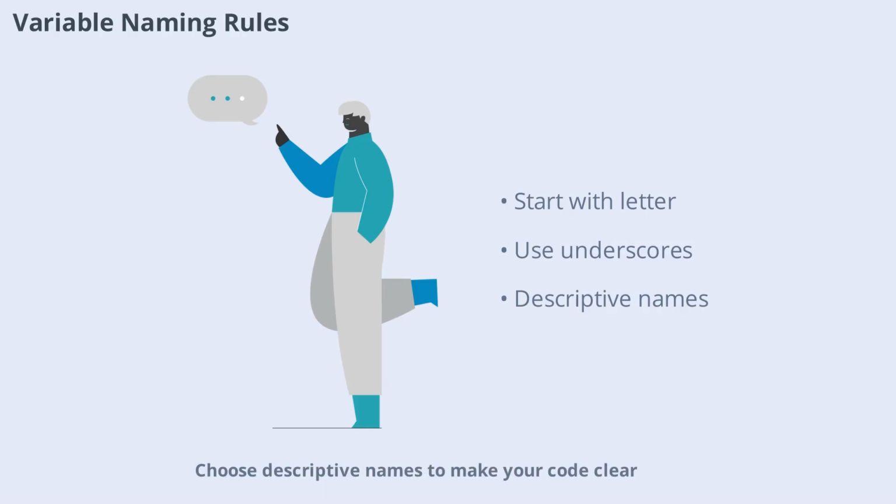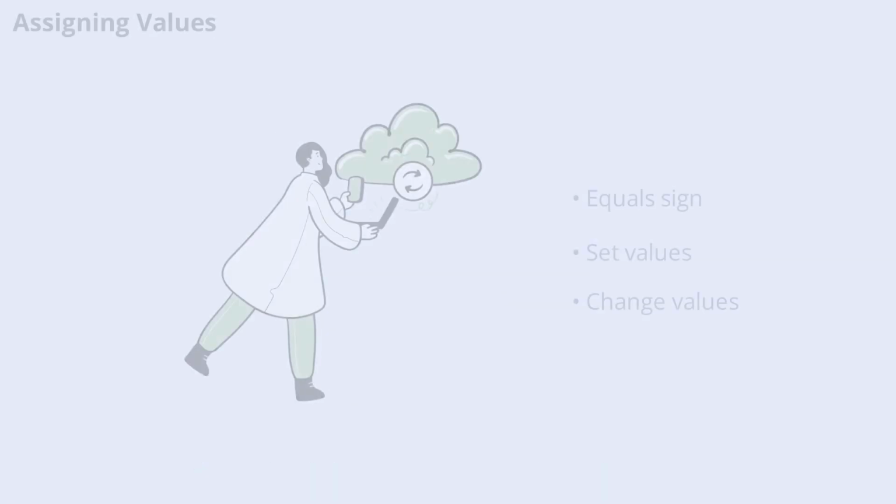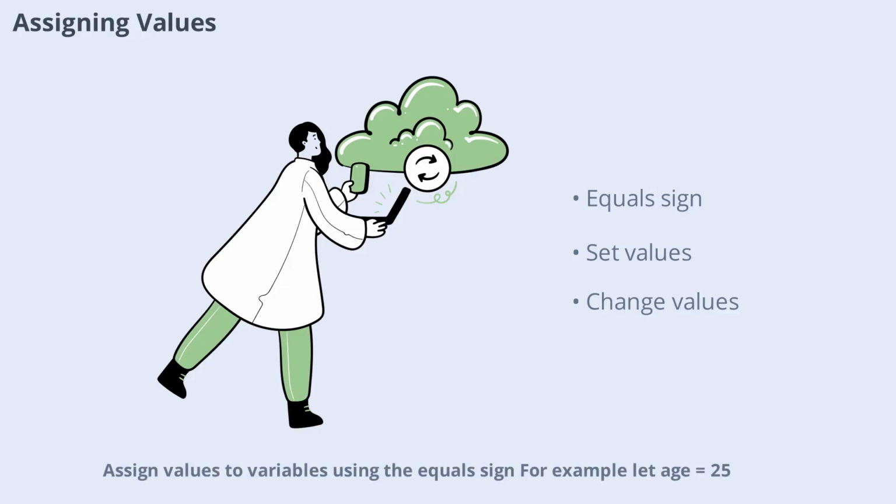Choose descriptive names to make your code clear. Assign values to variables using the equal sign. For example, let age = 25 sets the variable age to 25. You can change values as your program runs.